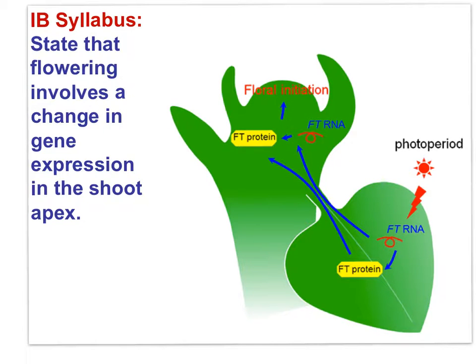Once again, you can see the events here. The photoperiod results in changes in gene expression, resulting in FT protein. FT protein is moved to the apex of the shoot to induce flowering.